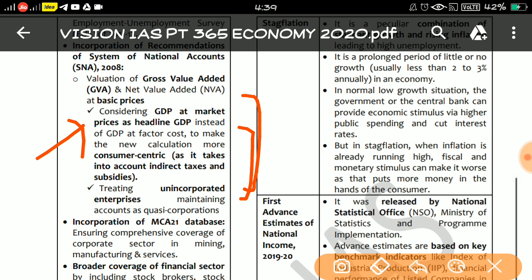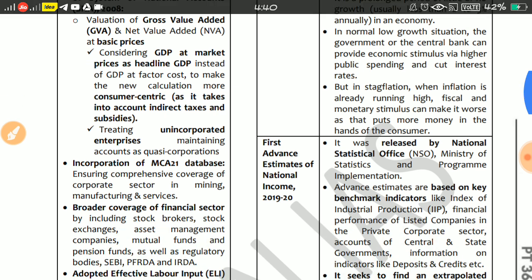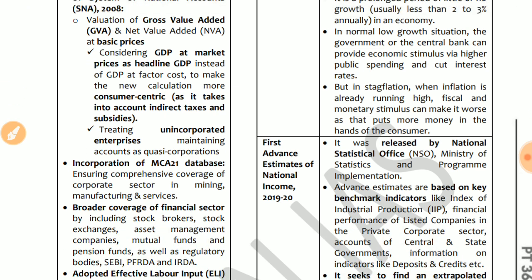Okay, so these are the three changes on the recommendation of System of National Accounts. Similarly, there is another change: incorporation of the MCA21 database. This MCA21 database basically means the Ministry of Corporate Affairs 21 database.